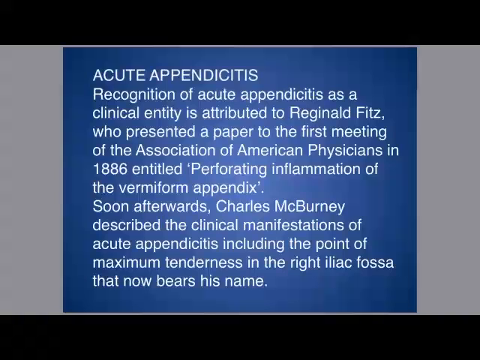Acute appendicitis. The recognition of acute appendicitis as a clinical entity is attributed to Reginald Fitz, who presented a paper at the first meeting of the Association of American Physicians in 1886, entitled perforating inflammation of the vermiform appendix. Soon after, Charles McBurney described the clinical manifestations as well as the position of maximum tenderness in acute appendicitis, for which this site is named after him. So it is named McBurney's point, and refers to the site of maximum tenderness in the right iliac fossa in cases of acute appendicitis.